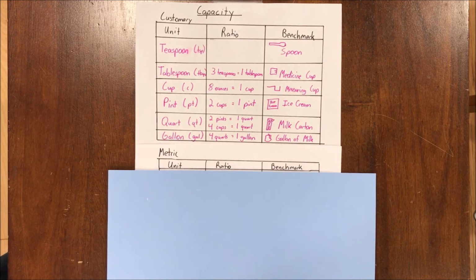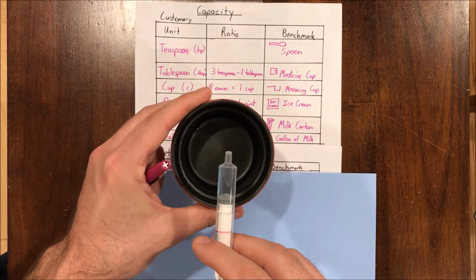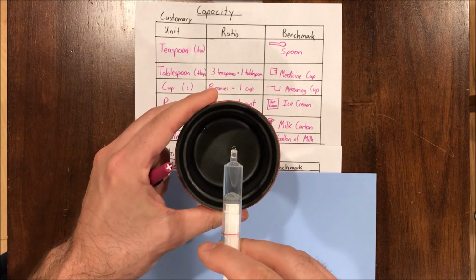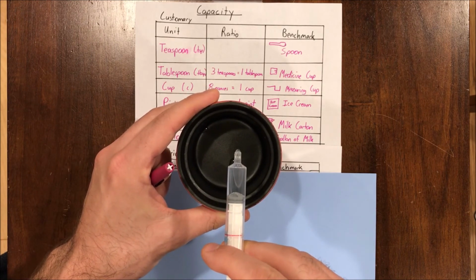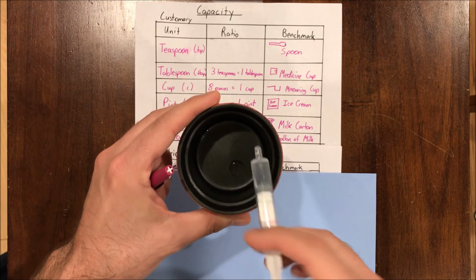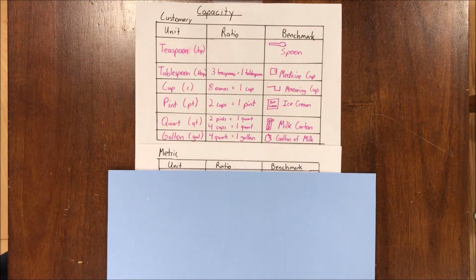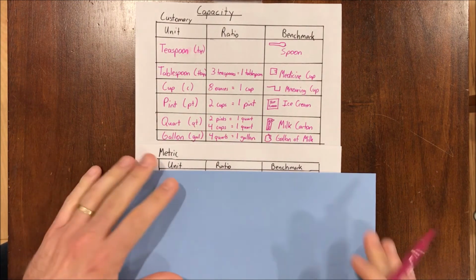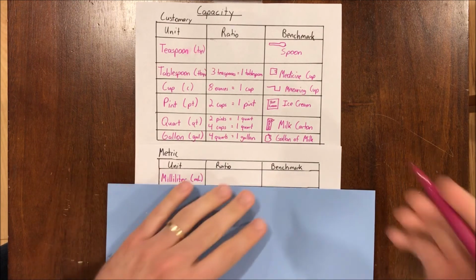Okay, so let's go ahead and talk about our metric units. So the smallest metric unit is a milliliter. A milliliter is very small. You can think of it as 1 drop from an eyedropper. I have a little syringe here so you can see 1 little drop like that, that's 1 milliliter right there. Very small amount. We'll go ahead and add that to our visual anchor.